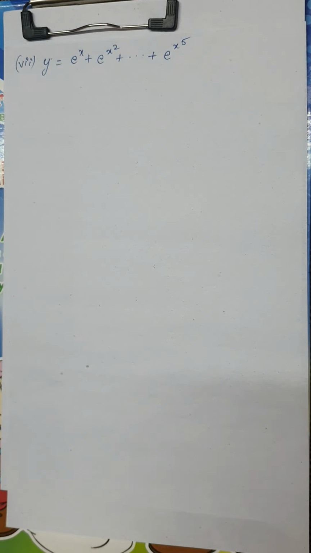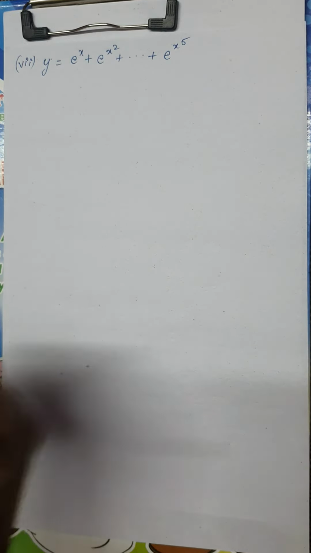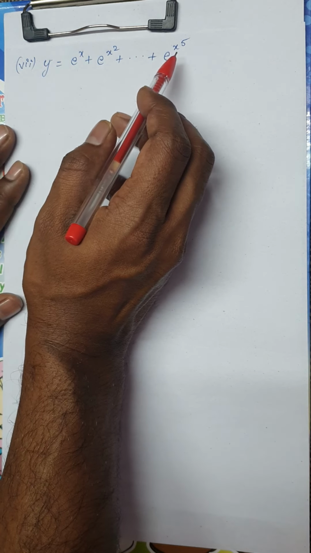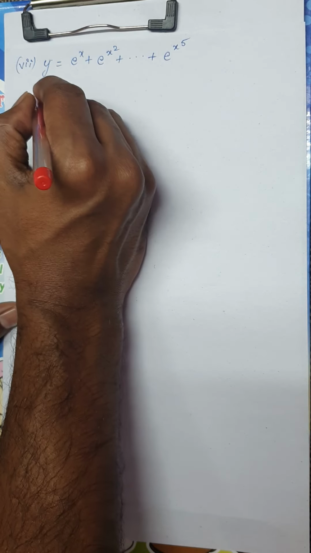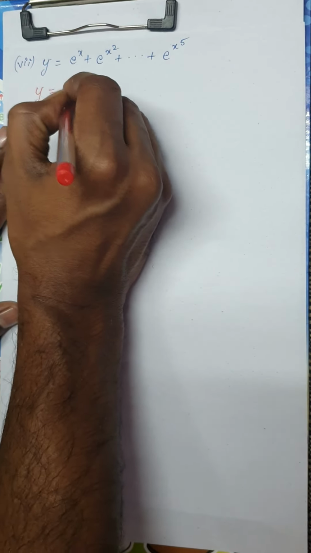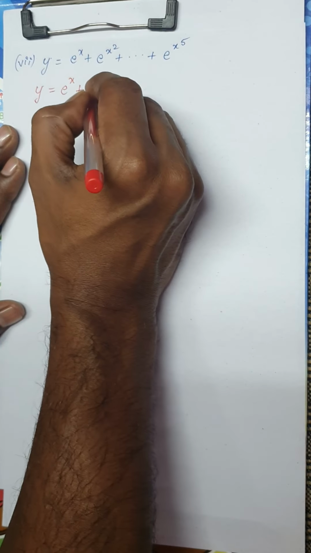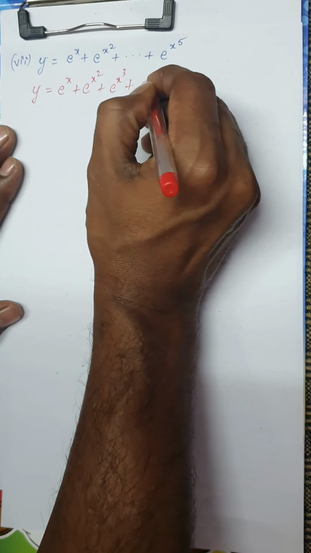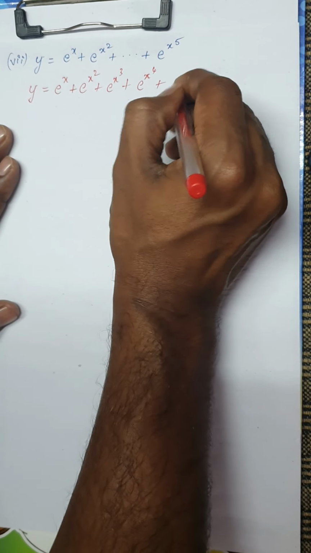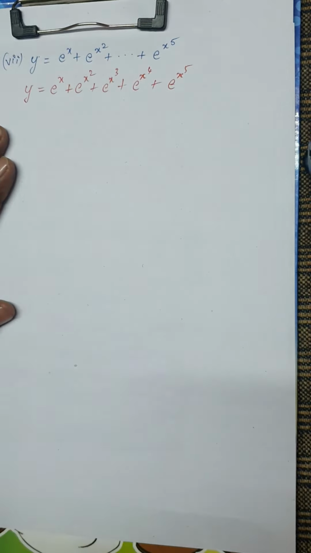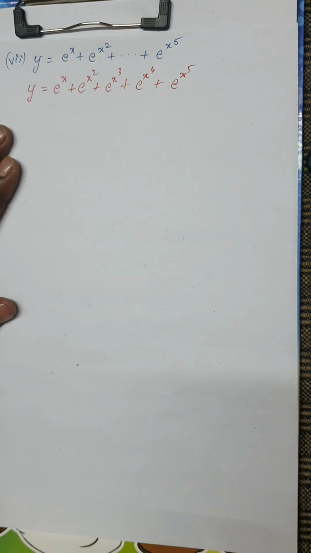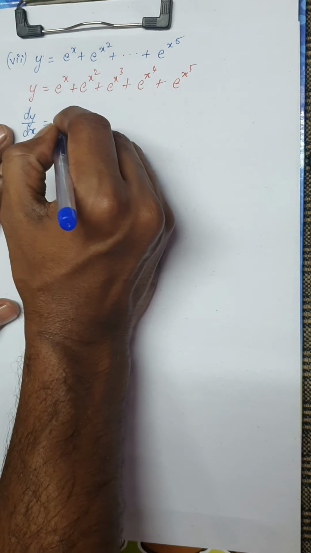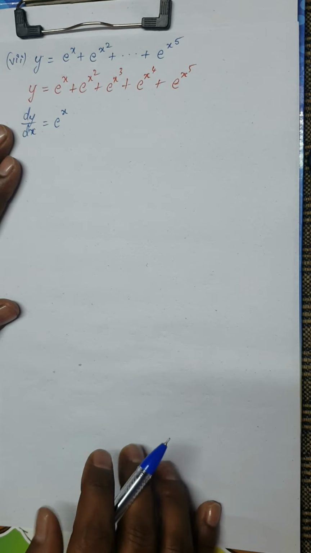So moving on to the next question, I have y is equal to e power x plus e power x square plus etc. up to e power x power 5. Remember, if they give you a question like this, you cannot leave it in this way. You have to write it as e power of x plus e power of x square plus e power of x cube plus e power of x power 4 plus e power of x power 5. You have to write it in this way and then find the derivative. So dy by dx is nothing but the derivative of e power of x, which is e power of x itself.